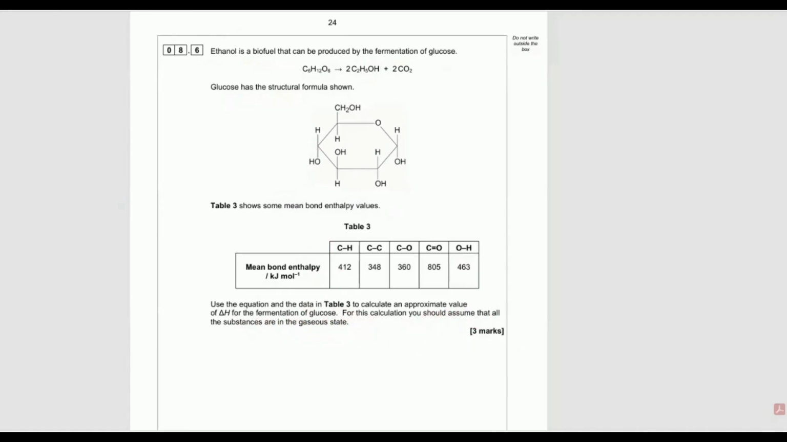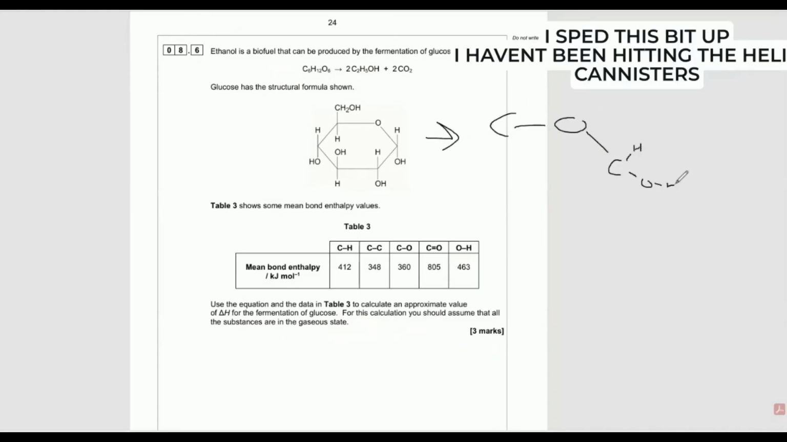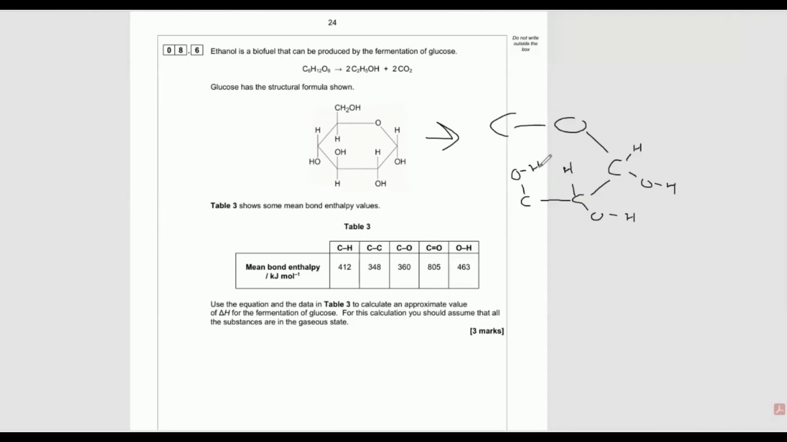3 marks. Okay, me, myself, and I. I find this difficult, so I'm going to draw the displayed formula of glucose. If you're very spatially aware, you don't need to do this, but I am not going to claim that I am spatially aware. I failed my driving test 3 times, so my spatial awareness is bad. Let's go here. What we're going to do is draw that there, and that there.